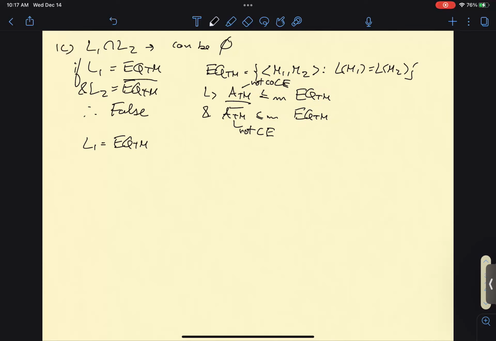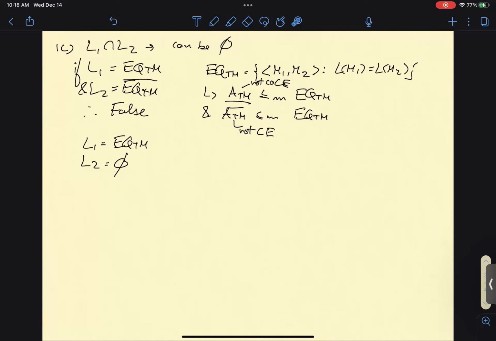Oh, yeah. No, that doesn't work because, oh, I'm glad you asked the question though. So you said we could do this, right? But the statement says then either L1 or L2 must be CE, right? So here L2 is empty, so it's regular. So then it's CE, right? So this doesn't negate the statement. Okay. There's another question.